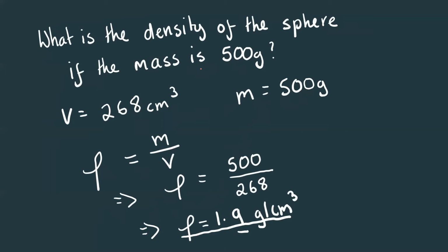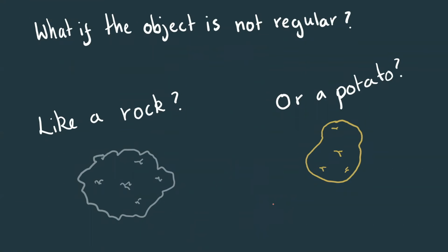So taking the same sphere, what is the density of the sphere if the mass is 500 grams? So volume from before, 268 centimeters cubed, mass 500 grams. Again, density is mass over volume, so 500 grams over 268 centimeters cubed. Careful with the units here. So it's 1.9 grams per centimeter cubed. Again, no conversions there.